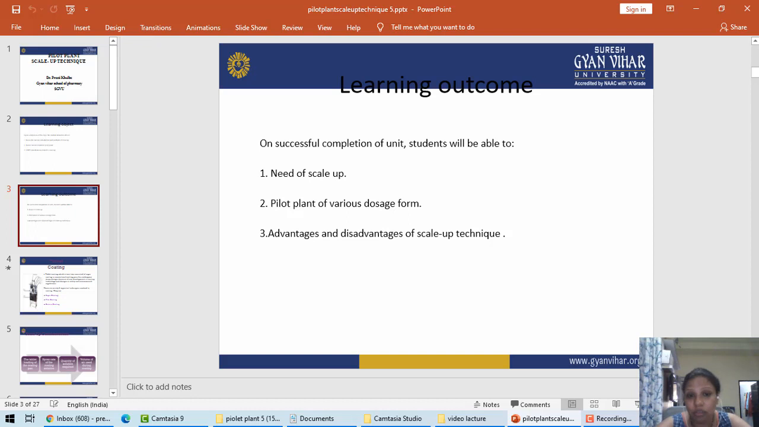Other than that, pilot plant of various dosage forms, whether solid, liquid, or semi solid. So there are multiple types of dosage forms, and the scale up of all the dosage forms you will come to know after the completion of this unit. If you want to know detail about the need, the various dosage forms, pilot plant, advantages and disadvantages, we have already discussed these topics in our previous video.